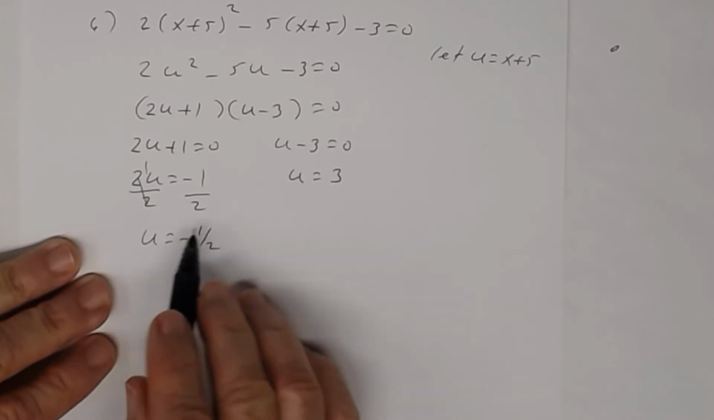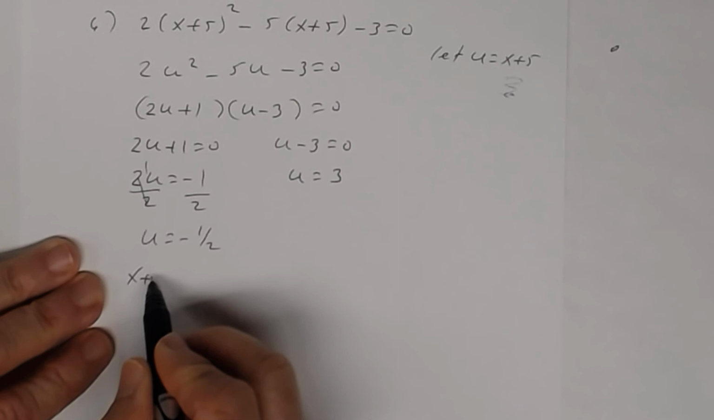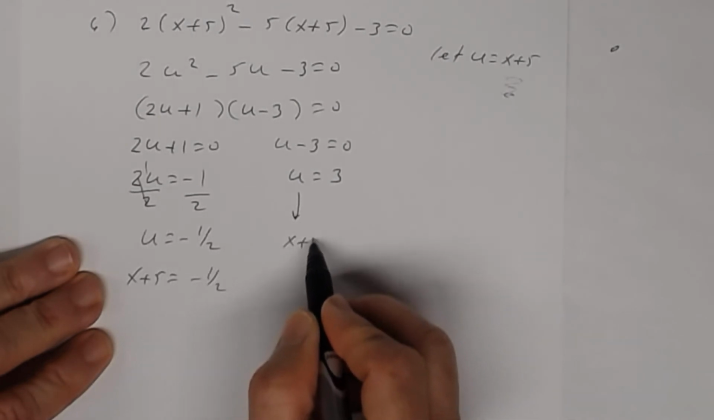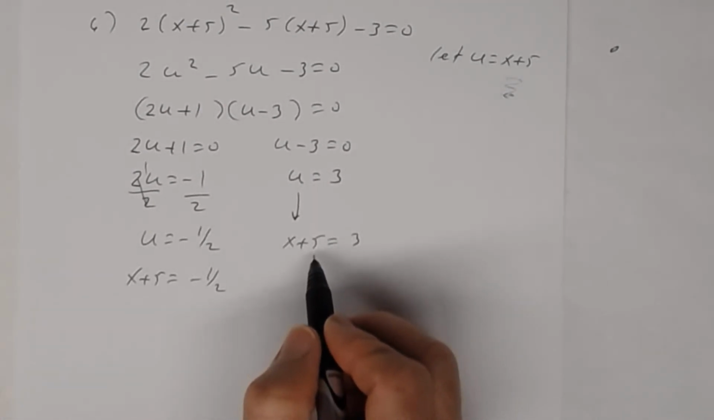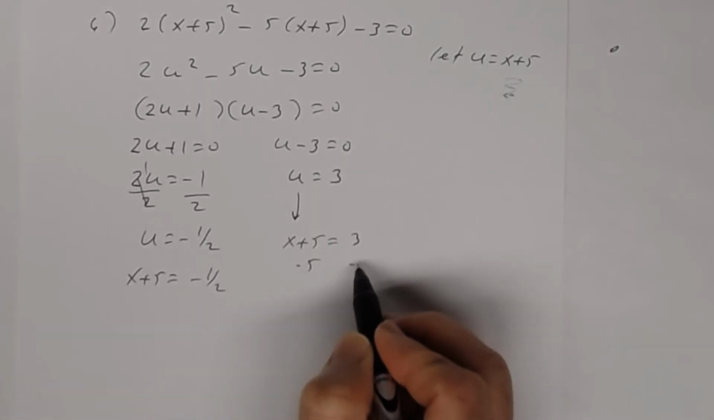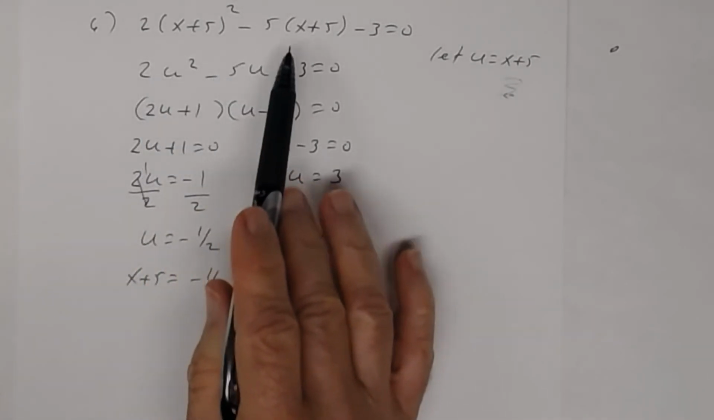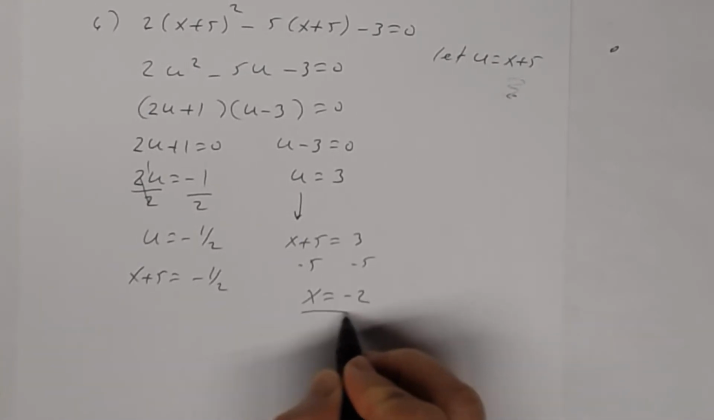So in place of these u's, I'm going to substitute x plus 5. So I get x plus 5 equals negative 1 half. Over here, I get x plus 5 equals 3. Now I'm going to solve this one first because that's easier to deal with. So subtract 5 from both sides. One of your solutions to the original equation is 3 minus 5, which is negative 2.